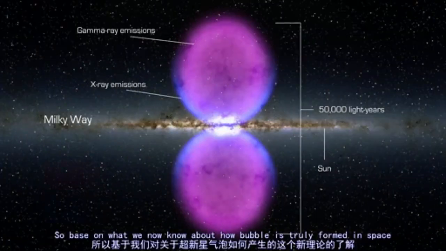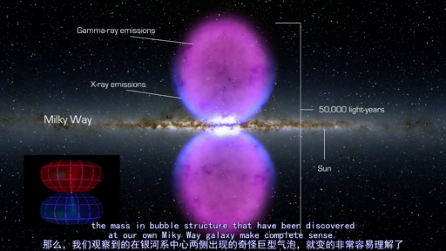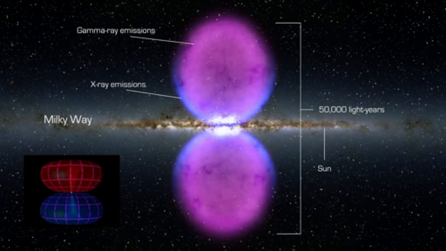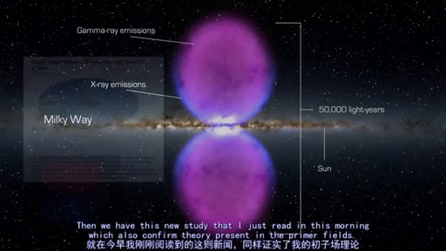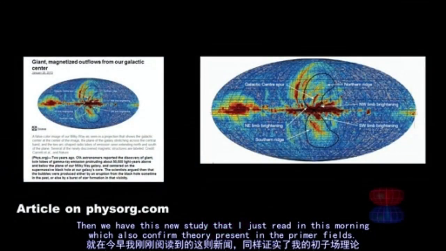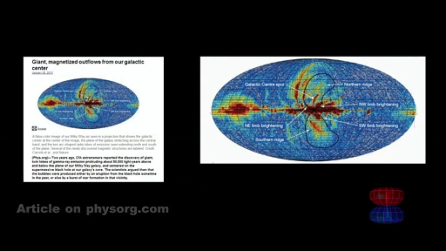So based on what we now know about how bubbles are truly formed in space, the massive bubble structures that have been discovered in our own Milky Way galaxy make complete sense. Then we have this new study that I just received this morning, which also confirms the theories presented in the Primer Fields. The magnetic nature of our universe is undeniable.